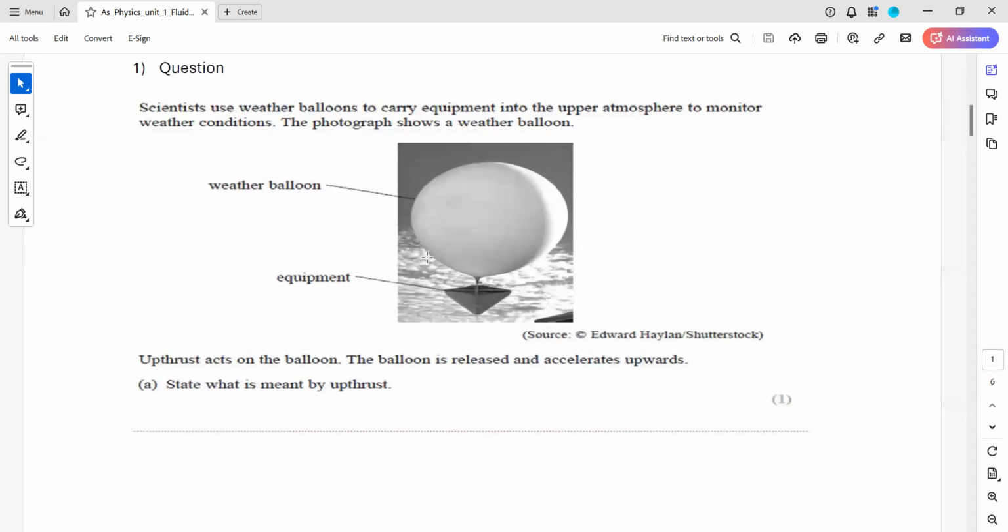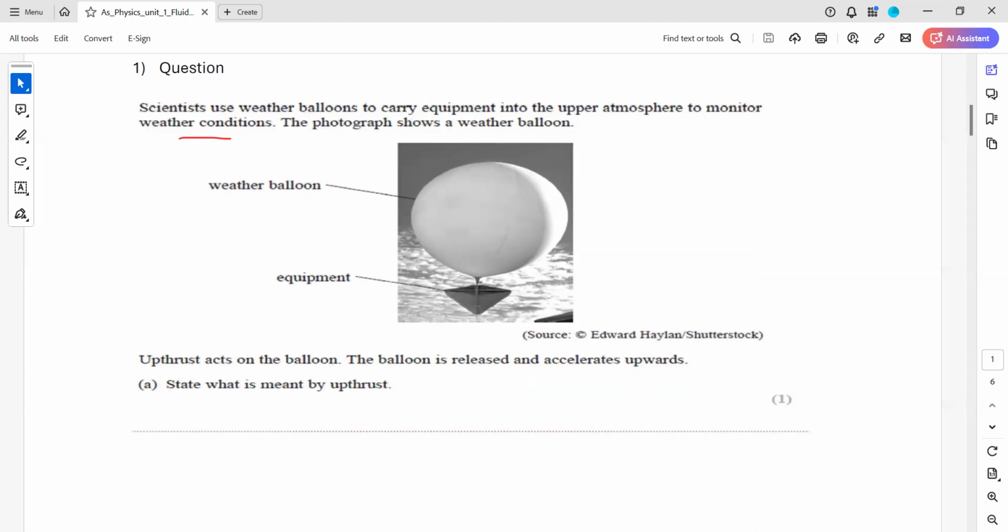Scientists use weather balloons to carry equipment into the upper atmosphere and to monitor the weather condition. The photograph shows a weather balloon with the equipment. Upthrust acts on the balloon. The balloon is released and it accelerates upward. State what is meant by the upthrust.